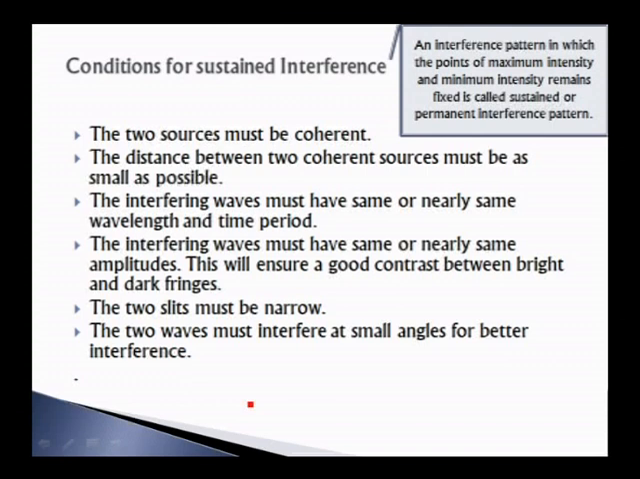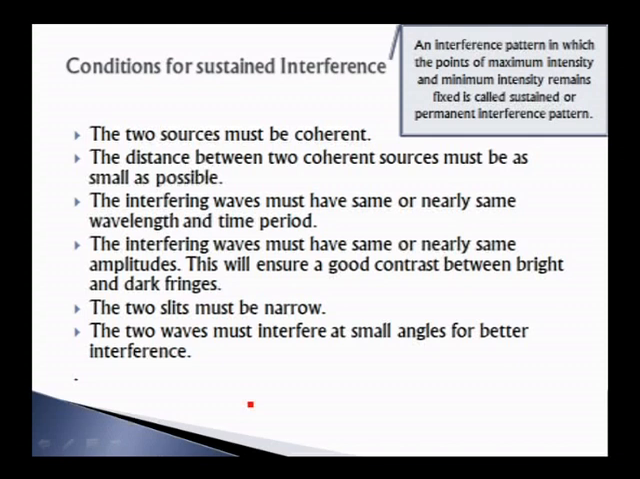The second condition is that the distance between the two sources which you place to get this phenomenon should be small, lying at a small distance. And the interfering waves must have the same or nearly the same amplitude. If the two lights which are emitted and undergo interference have the same amplitude, then we can get a good phenomenon, that is, we can get the constructive and the destructive effects.